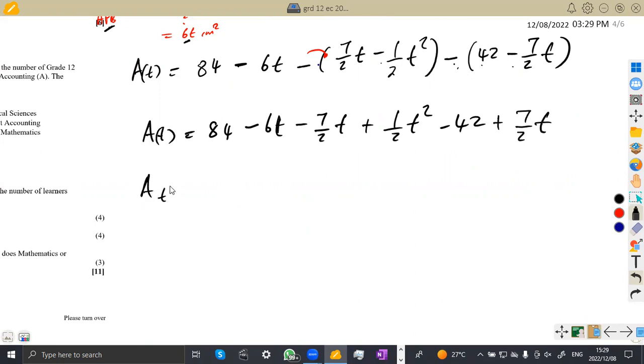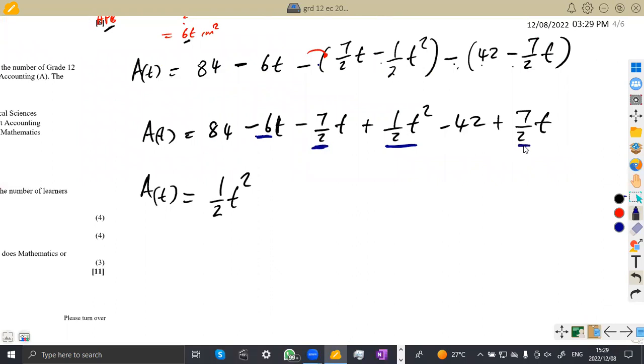All right, so the area with respect to T is going to be half T squared. We do not have any other term of T squared, so this is going to remain as half T squared. We move on to the terms with T. Okay, this is negative 6. This is negative 7 over 2 T.